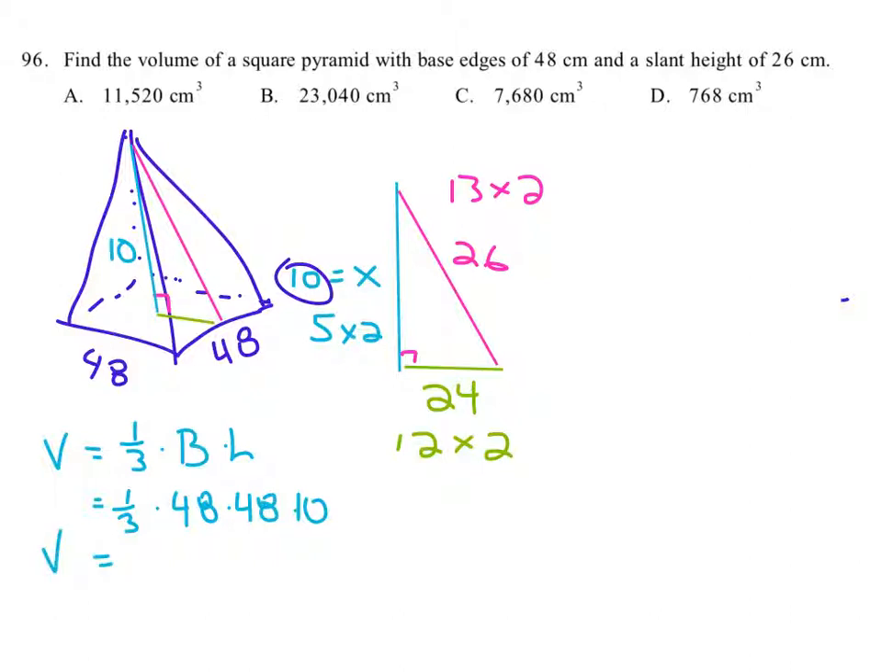And this is a good one to use our calculator for. Okay, let's see, 48 times 48 times 10, and then divided by 3 because we're taking 1/3 of it, and we get 7680. And do we see that up as an answer? We do. We see that there with C. And of course the units were centimeters, so it's centimeters cubed. Okay, hope that made sense.